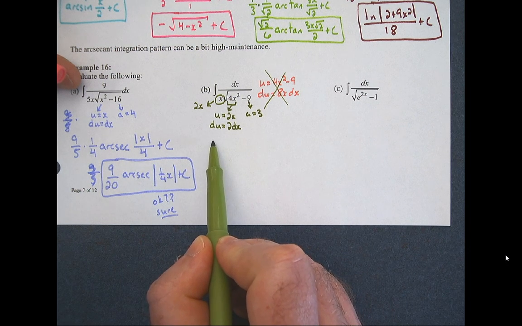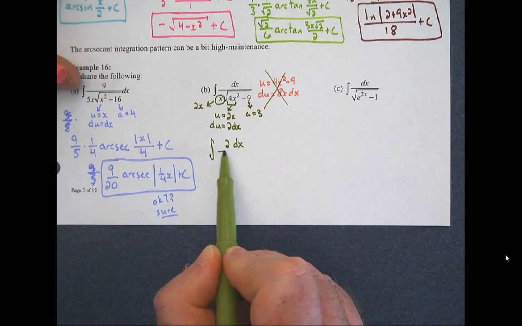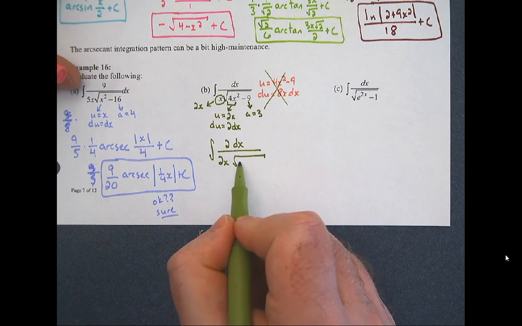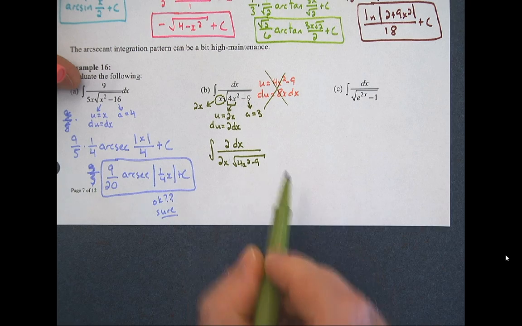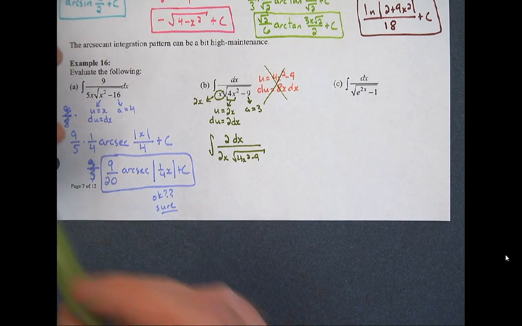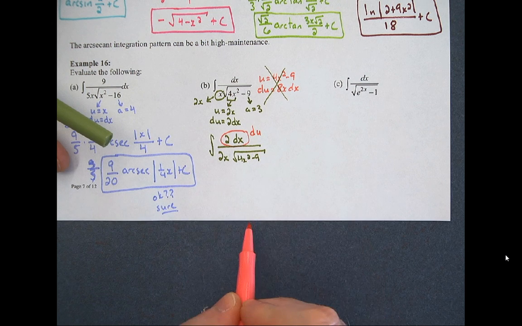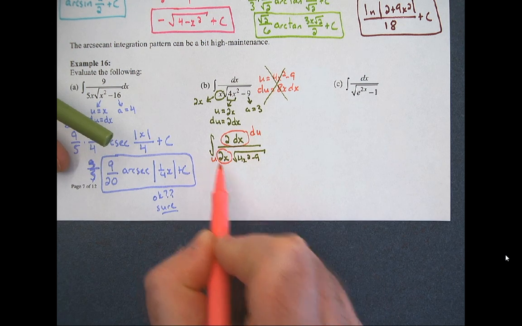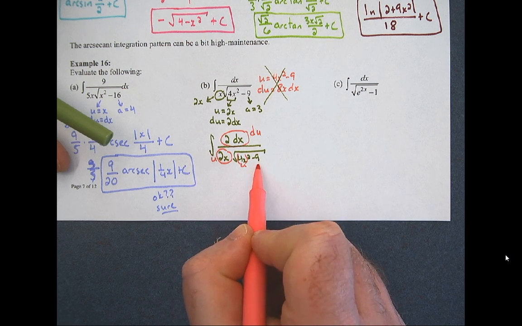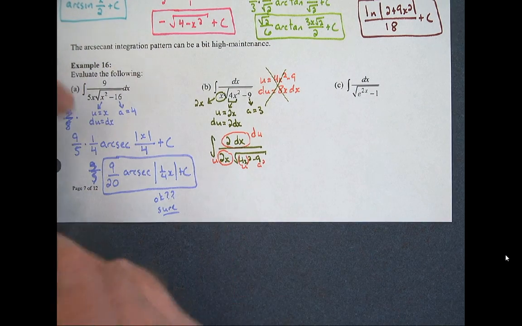So I'm going to rewrite this as the integral of 2 dx over 2x root 4x squared minus 9. So that's kind of slick. That's going to allow me to put this together as my du. This is going to become my du. This is going to become my u. This is going to become u. And then this is still going to be a squared. You know what I mean? All right. So let's plug and chug.